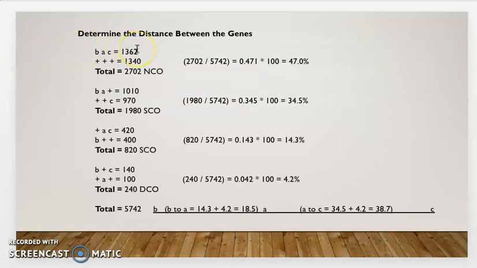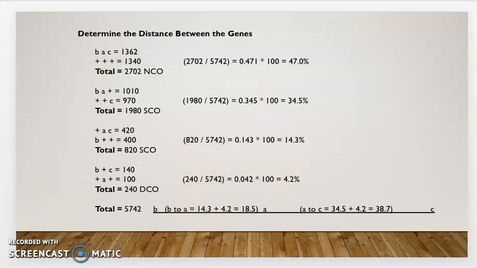So in order to accomplish this, we are going to total our offspring ratios, and we will get the sum of 2,702. And we take that and divide it by our total offspring ratio, and we come up with a percentage after you multiply it by 100. And we have done that for our single crossover groups and then our double crossover groups.